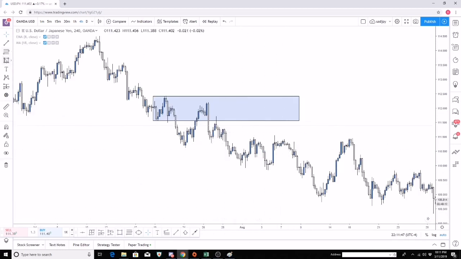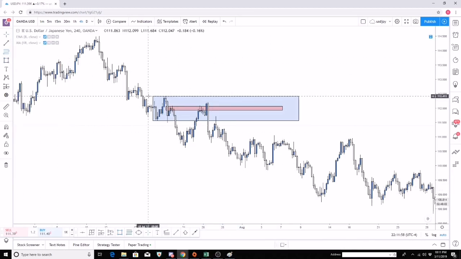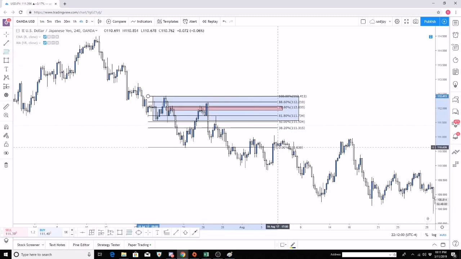And again, you can continue to look for specific areas where we could potentially see a reversal at. So here we have that internal market structure there. And again, you can also use your Fibonacci tool for confluence as well, from the high to the low.